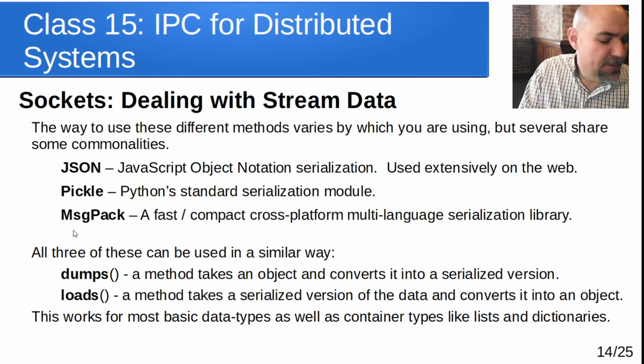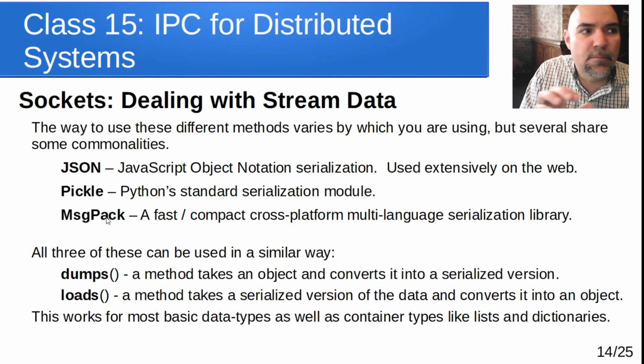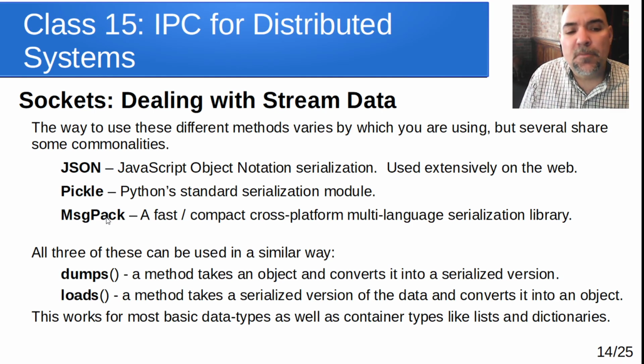And then we have Message Pack, which is also this cross-platform multi-language serialization library, similar to JSON, but much more performant if you absolutely have to have a small amount of data and high performance with packing and unpacking that. Now, all of those support the same kinds of methods. So whether you use one or the other, they kind of work the same way. It's just the underlying representation is different.